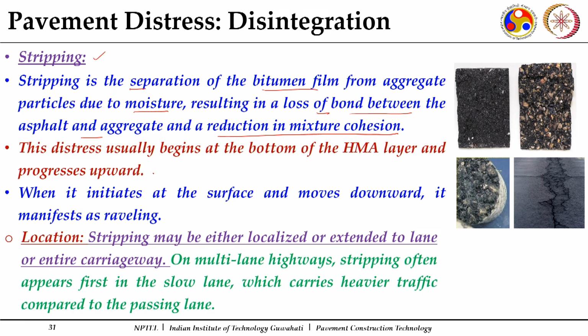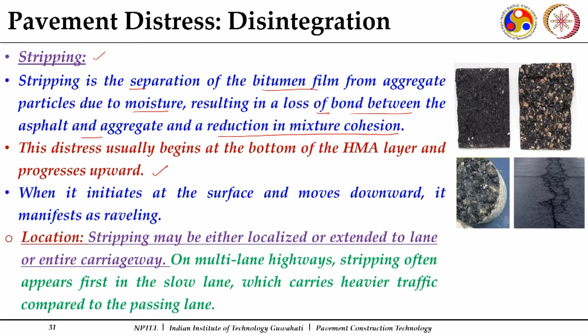This distress usually begins at the bottom of the HMA layer and progresses upwards. Usually the water comes from the underlying layers and gets in contact with the bituminous layer, and because the traffic is moving over the surface, a good amount of pore water pressure is getting created. The water which reaches the bottom of your bituminous layers and remains there makes your binder film get stripped from the aggregate.